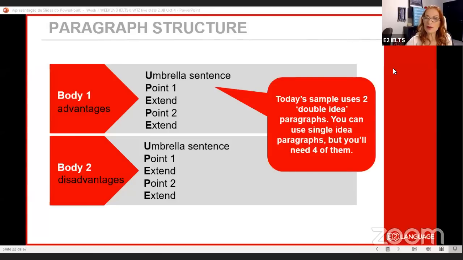So today's sample, we're going to use 2 double idea paragraphs. You could also go, let's suppose, for four single idea paragraphs. But I'm not sure if you can do this really well in 40 minutes, because that means you would have to develop each idea more, because in a single idea paragraph, you have to develop the idea. You have to present a point, explain, provide an example, an effect, and conclude. Here in the double idea paragraph, you will present your idea, your point, and extend. You don't have to put in so many elements.